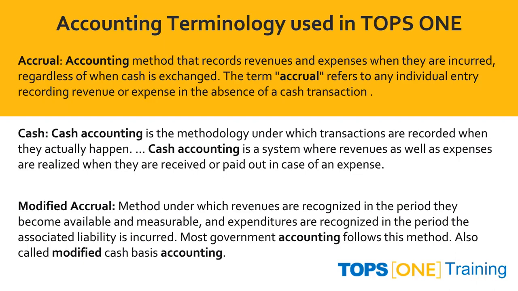Cash accounting is a system where revenues as well as expenses are realized when they are received or paid out in the case of an expense. Modified accrual, a method under which revenues are recognized in the period they become available and measurable, and expenditures are recognized in the period that the associated liability is incurred. Most government accounting follows this method, also called modified cash basis accounting.